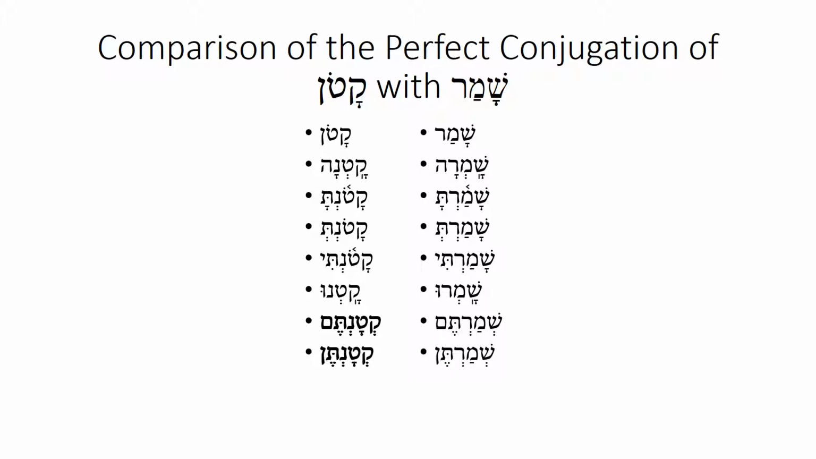Shamartem, we have the same issue with the second person feminine plural. Ketonten, that is in a closed unaccented syllable, therefore it's a qamets hatuf, an O-class vowel. The O-class is maintained throughout the perfect paradigm, or the perfect conjugation of O-class verbs. Shamarnu and katonu.